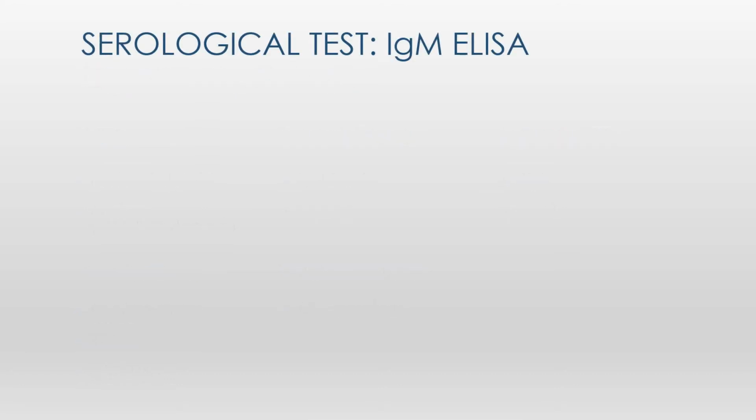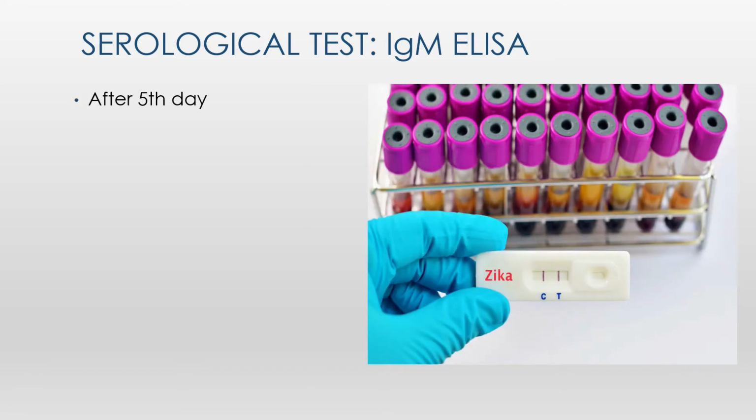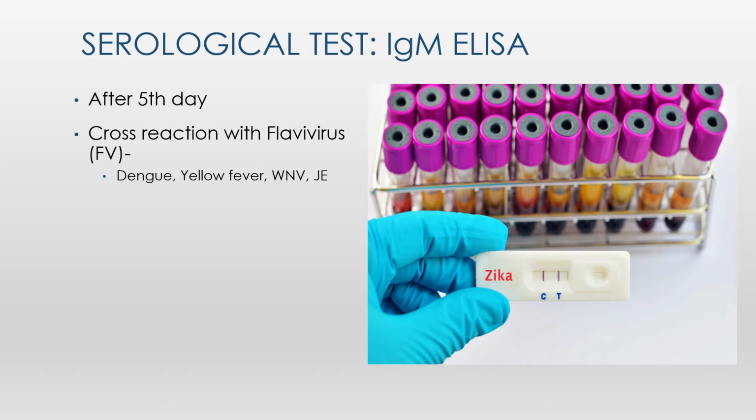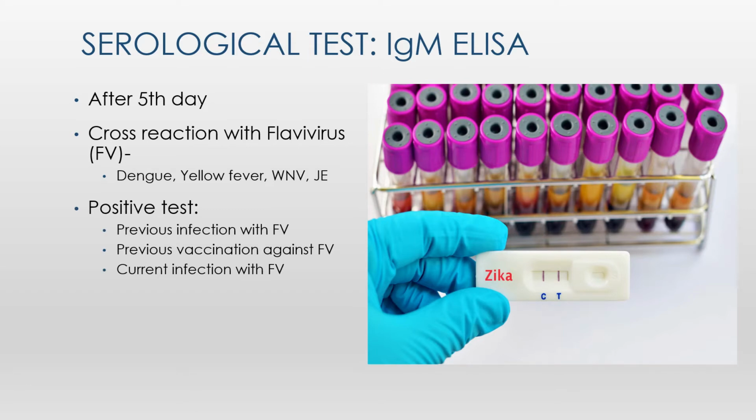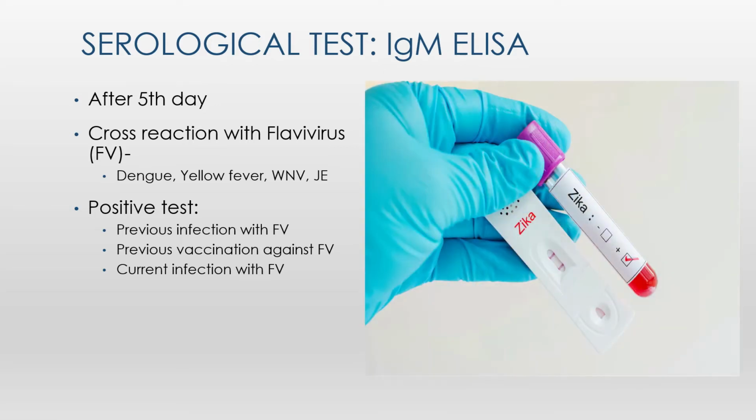IgM ELISA is a serological test. It is mostly preferable to do it after the 5th day of infection. It may give a false positive result because of cross reaction with the other flaviviruses. A positive IgM ELISA indicates previous infection with a flavivirus, previous vaccination against flavivirus, or current ongoing flavivirus infection.